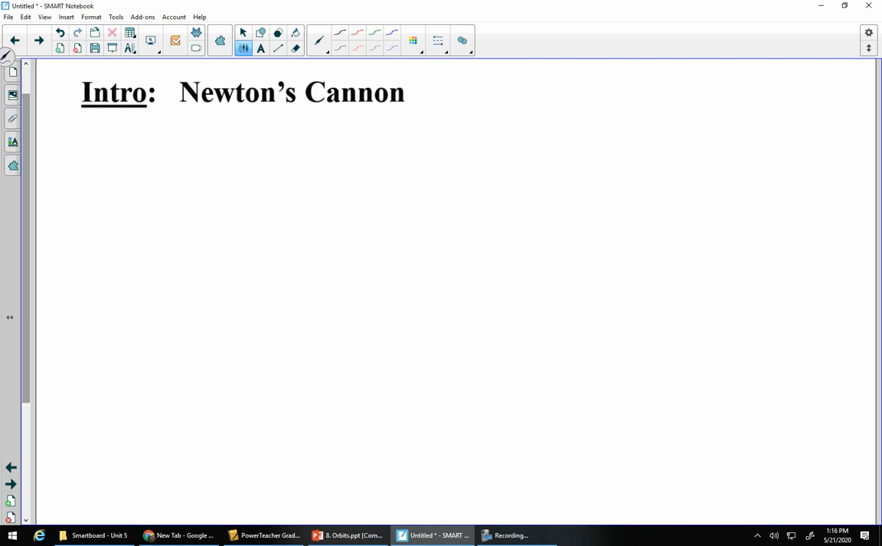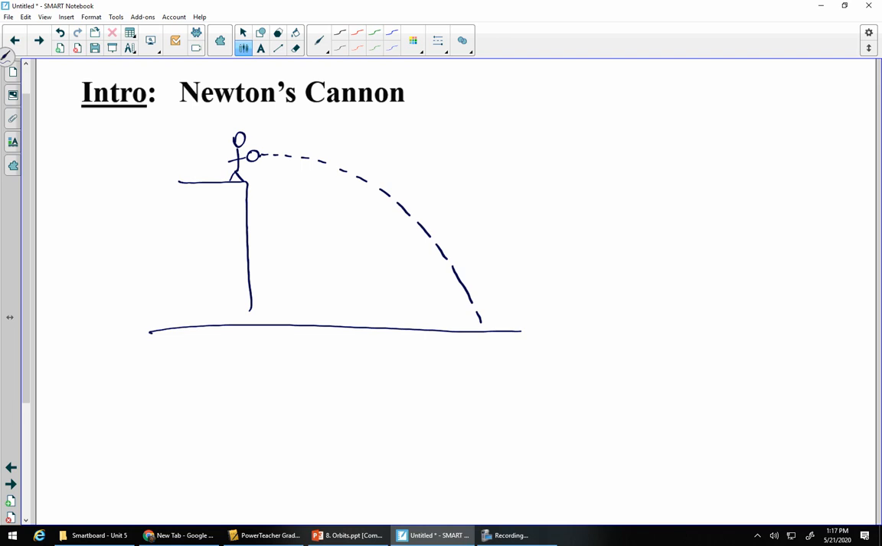So first off, trying to figure out and explain orbital motion, Newton came up with a great analogy for this. Let's say that you are standing on top of a really tall building, and you wanted to throw a rock off of this tall building. You threw it horizontally. Well, you know what's going to happen, right? It's going to go into nice parabolic motion, and it's going to hit the ground.